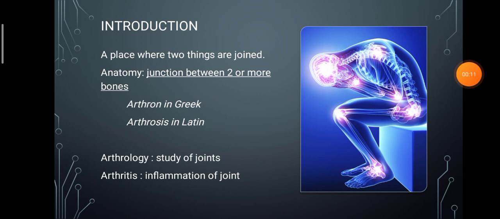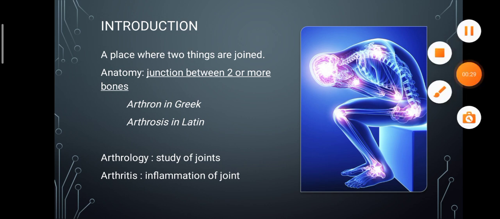Today we will see joints. So, what are joints? It is a place where two things are joined. In other words, it is the meeting point of two bones. In anatomy, it is the junction between two or more bones. What is arthrology? It is the study of joints. What is arthritis? It is the inflammation of a joint.